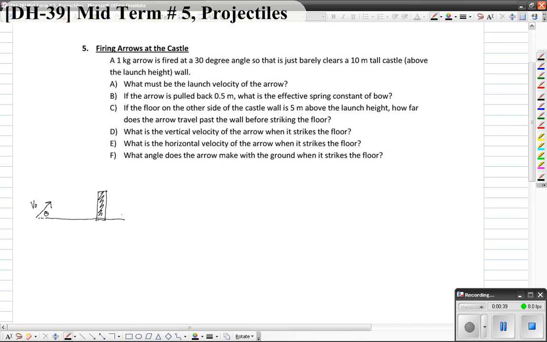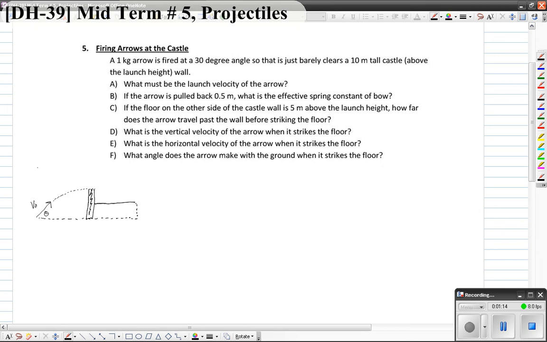And this problem you really want to break into two parts. The first part is going to be from when it's launched to when it gets to the wall. And the second part is going to be to where it lands. So perhaps I didn't do the greatest job of drawing that. You want the wall to be right at the apex because it's just barely going to clear that wall. And for fun, the floor inside of this castle is actually at a different height than the height it was launched from. So that complicates the problem a little bit.